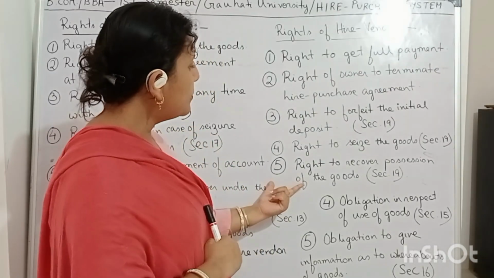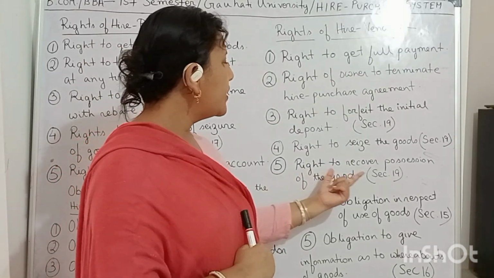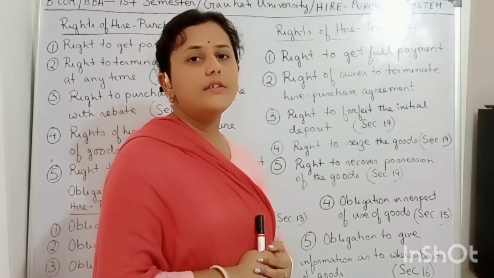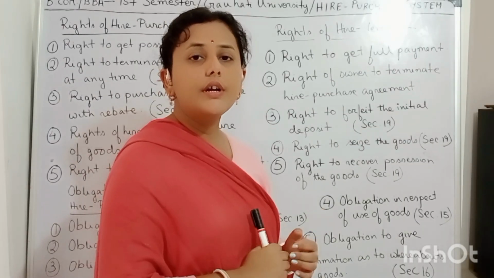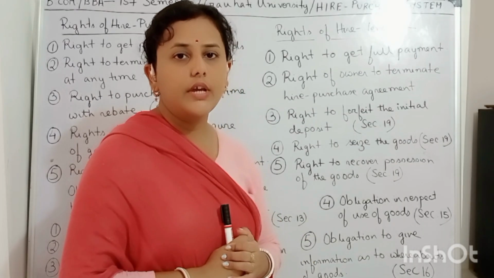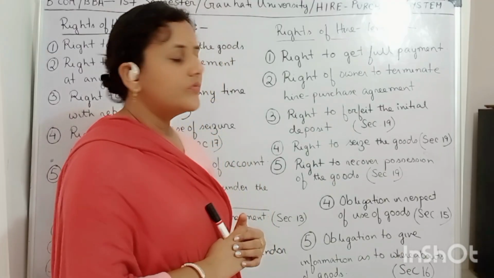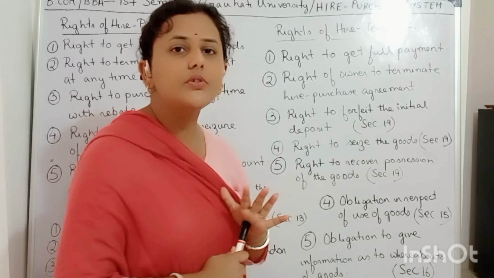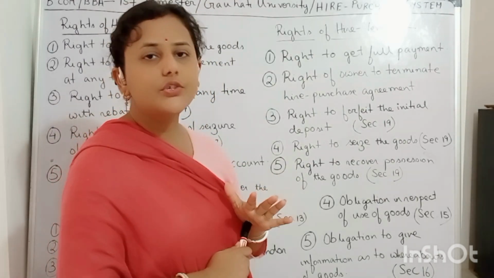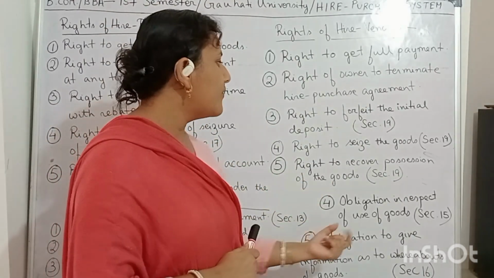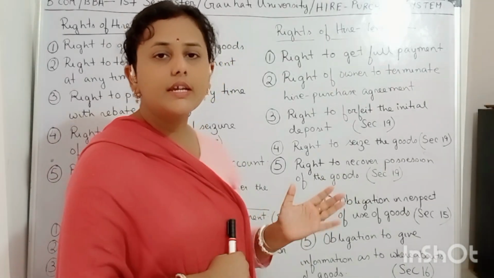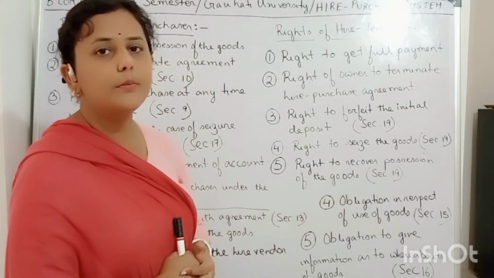And point number 5, it is right to recover possession of the goods. So the hire vendor has the right to recover possession of the goods at any time when there is termination of the hire purchase agreement. Termination means what? End of the hire purchase agreement, and the hire vendor can recover possession of the goods. He can take back the goods from the hire purchaser.